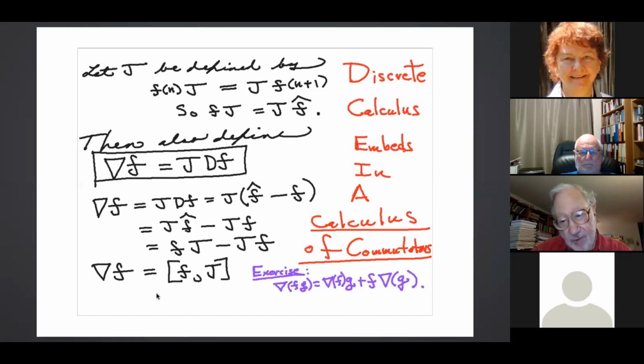And you can check that the Nabla applied to fg does satisfy Leibniz's rule, that nabla of fg is nabla applied to f times g plus f times nabla of g. I'm interested in that because I like my calculi to look like infinitesimal calculus, even if they aren't, because it's easier to calculate.